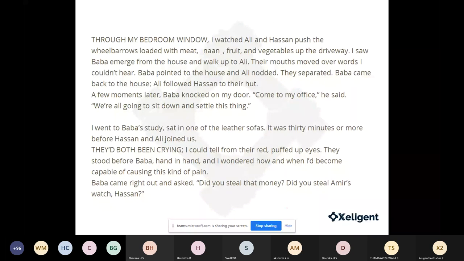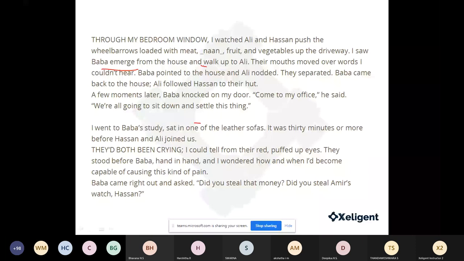Through my bedroom window, I watched Ali and Hassan push the wheelbarrows loaded with meat, naan, fruit and vegetables up the driveway. I saw Baba emerge from the house and walk up to Ali. So now, after listening to his son's query, he is going to Ali. And then their mouths moved over words I could not hear, because the narrator is seeing from his bedroom window from long distance. So he could not hear what they were actually speaking.